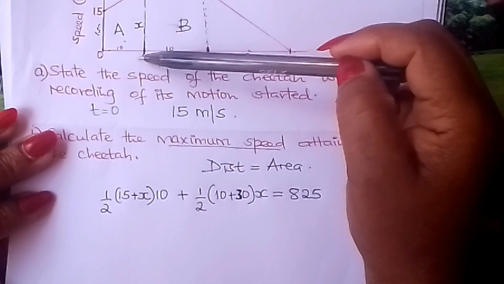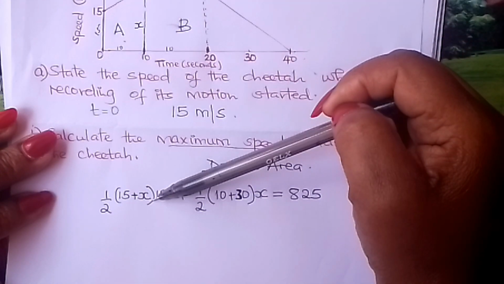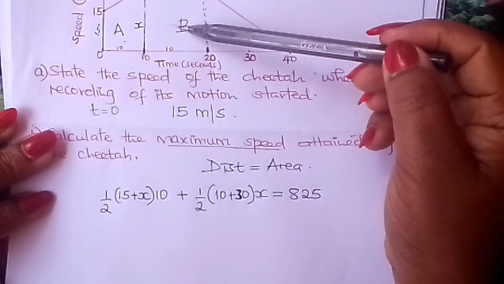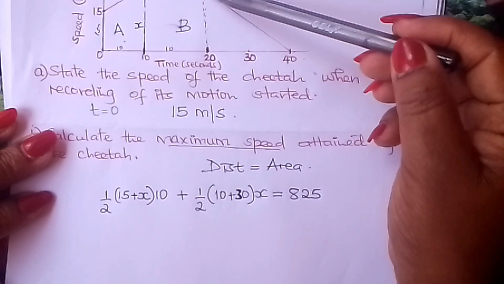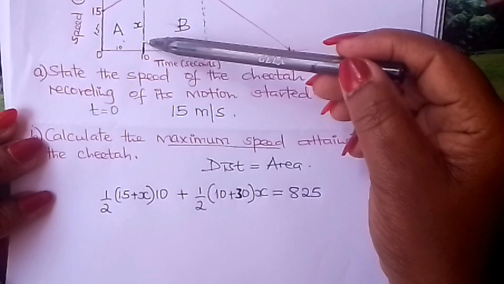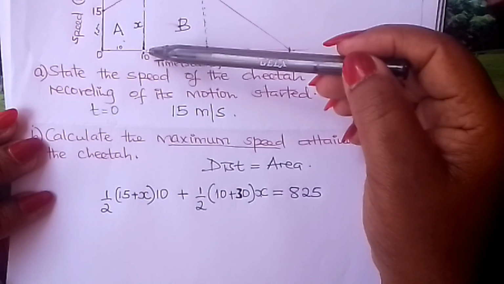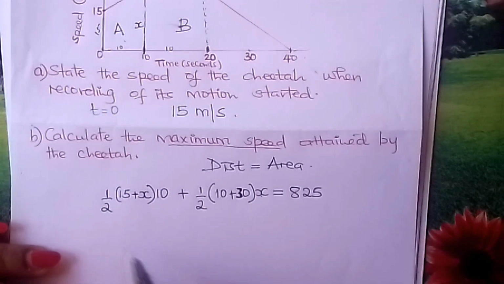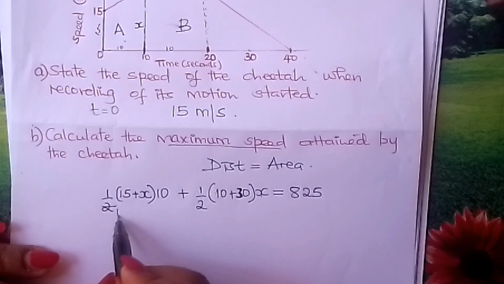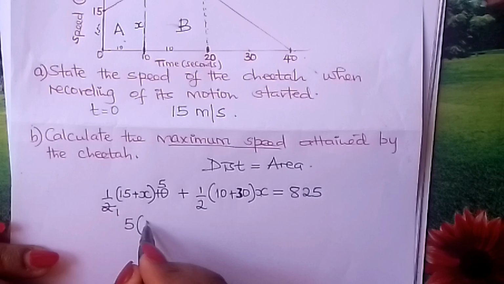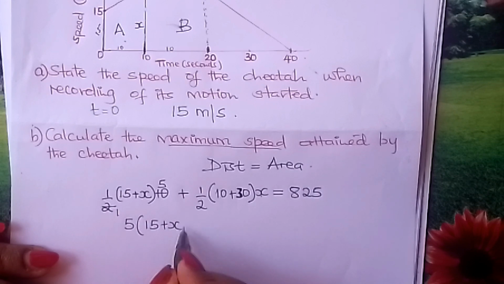So this side is 15 and this is x. Plus the area of the second trapezium whose parallel lines are 10 and 30, and the height is this one here. The height this time round is your x. So from there, Lana, we remove these brackets. So we can say 1 by 2, 5, so we are left with 5 in brackets, 15 plus x.